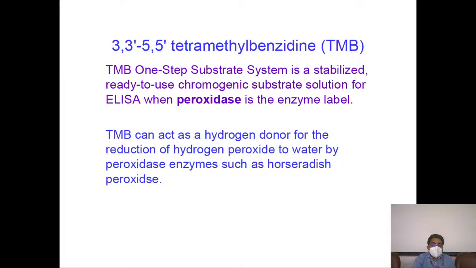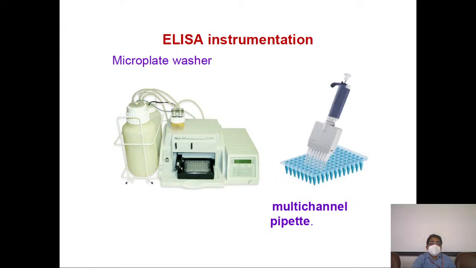Okay, so let's talk a bit about the substrate. We have talked about the enzyme, that is horseradish peroxidase, alkaline phosphatase. The substrate which we can use is the TMB, that is tetramethyl benzidine. It is a one-step substrate solution system, a stabilized, ready-to-use chromogenic substrate solution for ELISA. When peroxidase is the enzyme label, that is, if we are using peroxidase enzyme, the TMB can be the substrate.